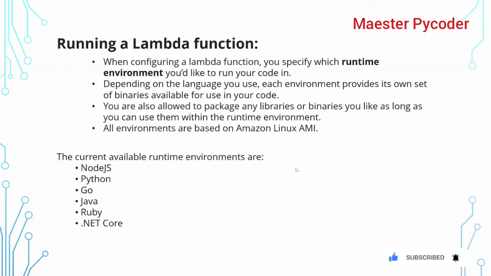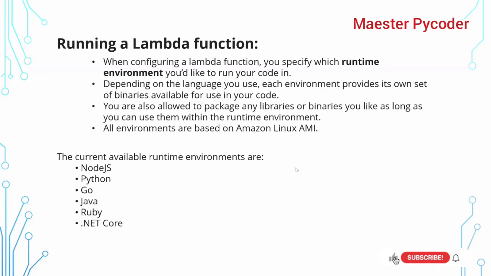Running a Lambda function. When configuring a Lambda function, you specify which runtime environment you'd like to run your code in. Depending on the language you use, each environment provides its own set of binaries available for use in your code. You are also allowed to package any libraries or binaries you like as long as you can use them within the runtime environment. All environments are based on Amazon Linux AMI. The currently available runtime environments are Node.js, Python, Go, Java, Ruby, .NET C#, and a custom environment using Docker images.